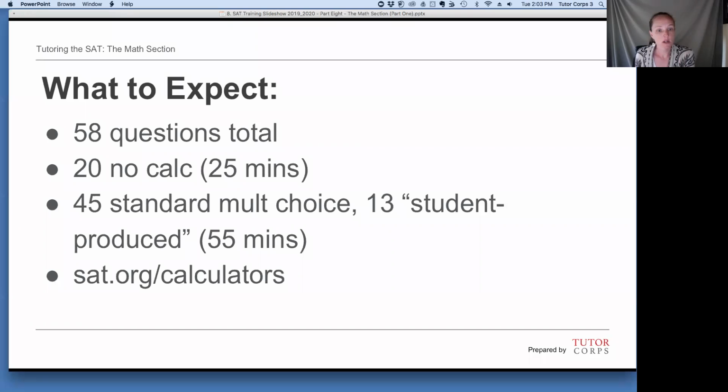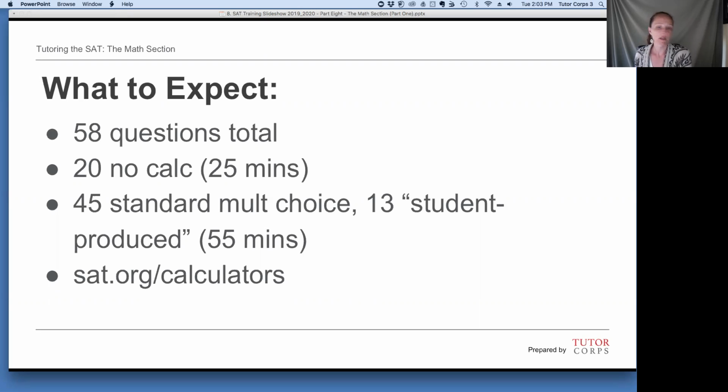So students start out the math section with 25 minutes to complete 20 questions without a calculator. They're given a reference box of mostly geometric formulas that they may need. This section includes one part where students will need to grid in answers rather than choosing from 4 potential answer choices. The next part of the math section is 55 minutes long, and students may use a calculator in that section. They're given the same formulas to reference, and this part of the test also includes a grid-in section.